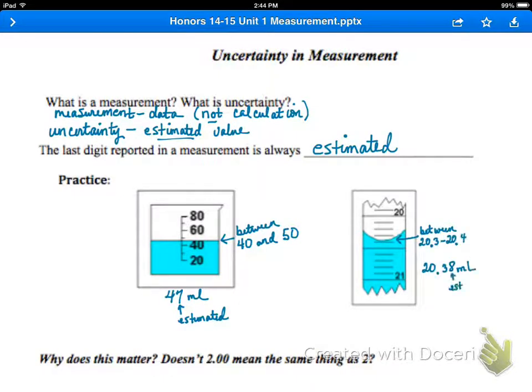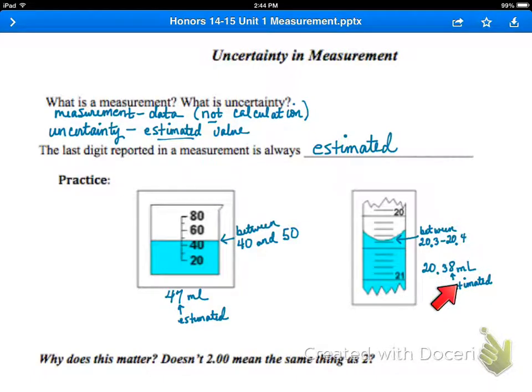We know, because of the precision of our glassware, so this is 20, 21, 22, 23, and 24, we know, this is 20 and this is 21. So we have hash marks at the tenths place. 0.1, 0.2, 0.3, and 0.4. We know that it's between 20.3 and 20.4. That is for certain. We estimate that it's a little bit closer to 0.4 than 0.3, so 20.38. The 8 is our estimated value.